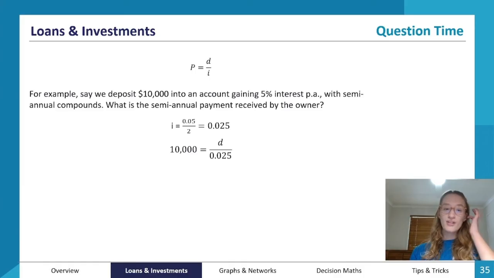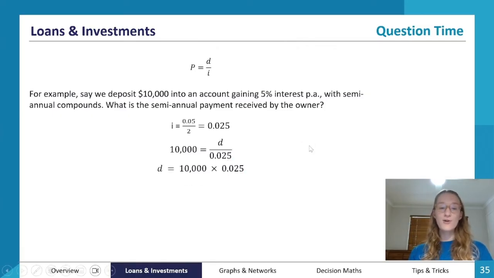And we know that P, the principal, the amount they initially deposited, was $10,000. So now we can substitute P, $10,000. We don't know D. That's what we're trying to find out. What payment are they going to receive? And we know what I is, 0.025. So what we then do is we can solve and isolate.